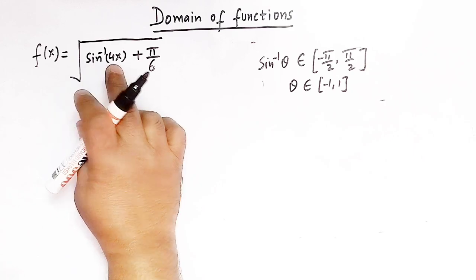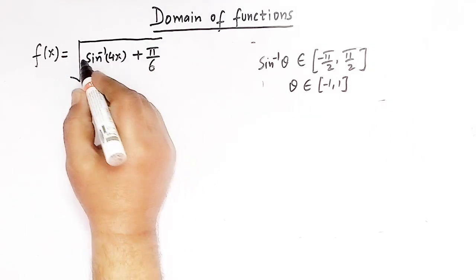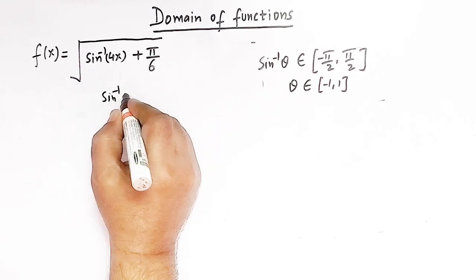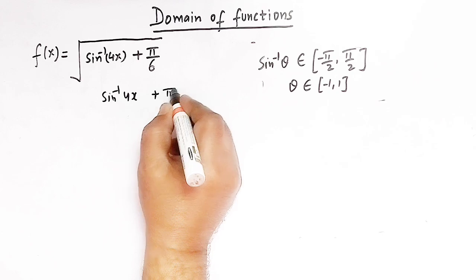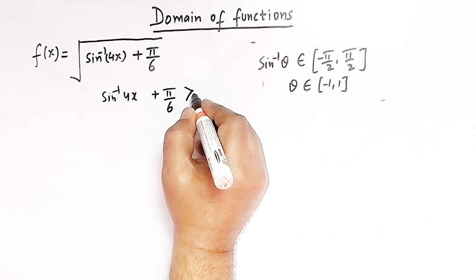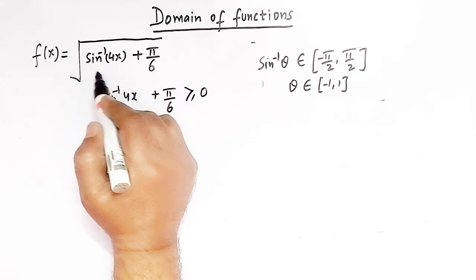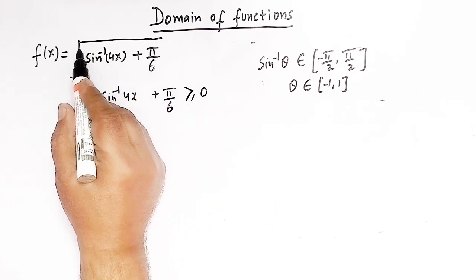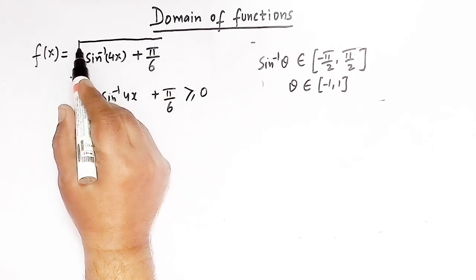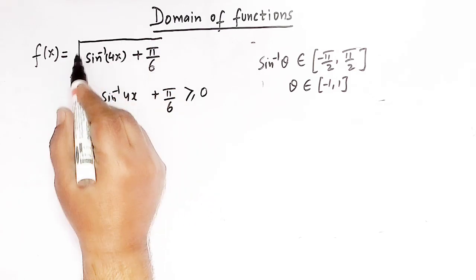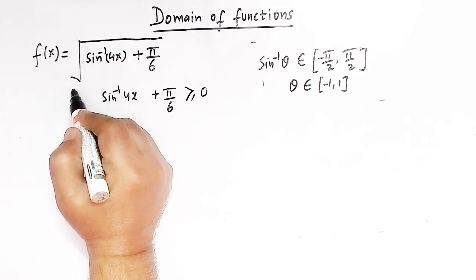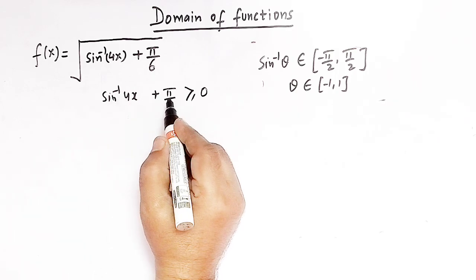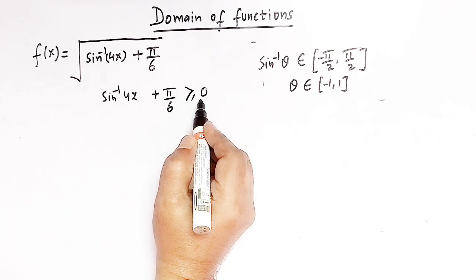Okay, so now here we have the square root sign. So the first condition is that this entire term, that is sine inverse 4x plus pi by 6, should be greater than or equal to 0. So this term should be either 0 or positive, because we cannot have a negative number inside the square root sign, because in that case this number becomes a complex number, right? Okay, so sine inverse 4x plus pi by 6 should be greater than or equal to 0.